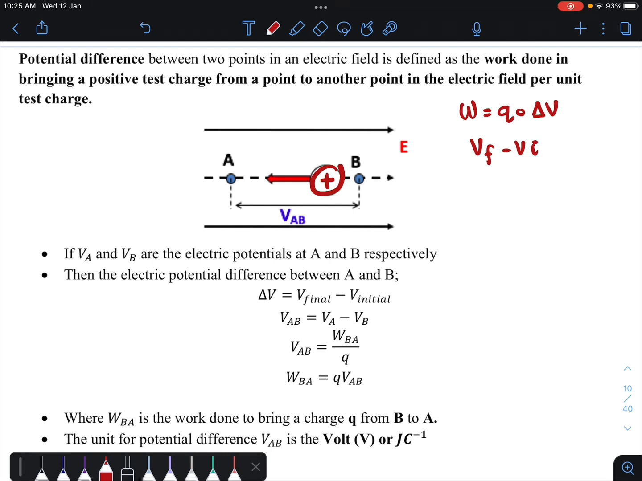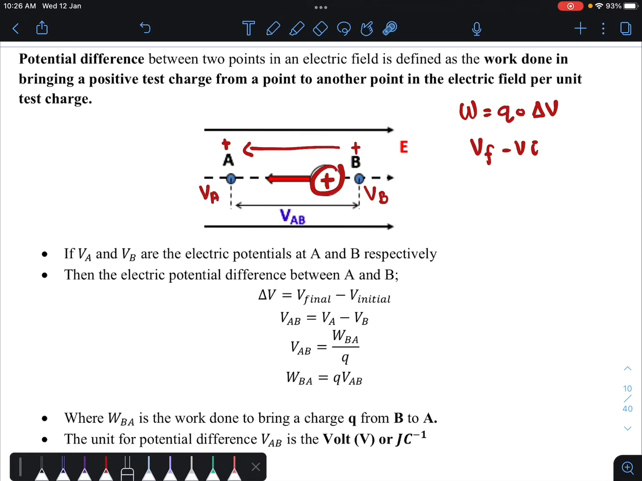So apa yang kita buat dekat sini adalah, let's say you initially place the test charge at point B, duduk dekat B. Lepas tu awak gerakkan dia pergi ke A. Okay, so the charge has been transferred from A to B. Okay, so when you transfer the charge from A to B dekat sini, what is going to happen adalah dekat titik B ini, dia akan ada potential dia sendiri, VB. And then at the same time, when it reach A, dia akan ada potential dia juga.